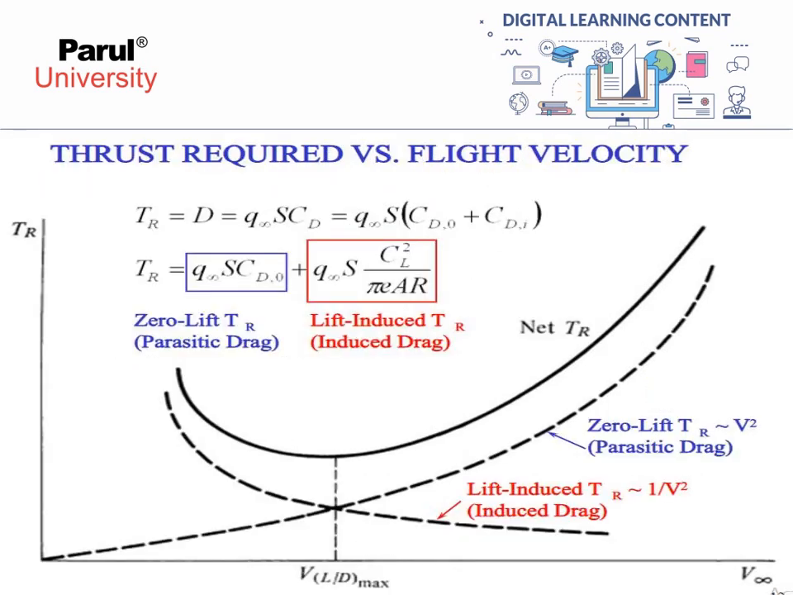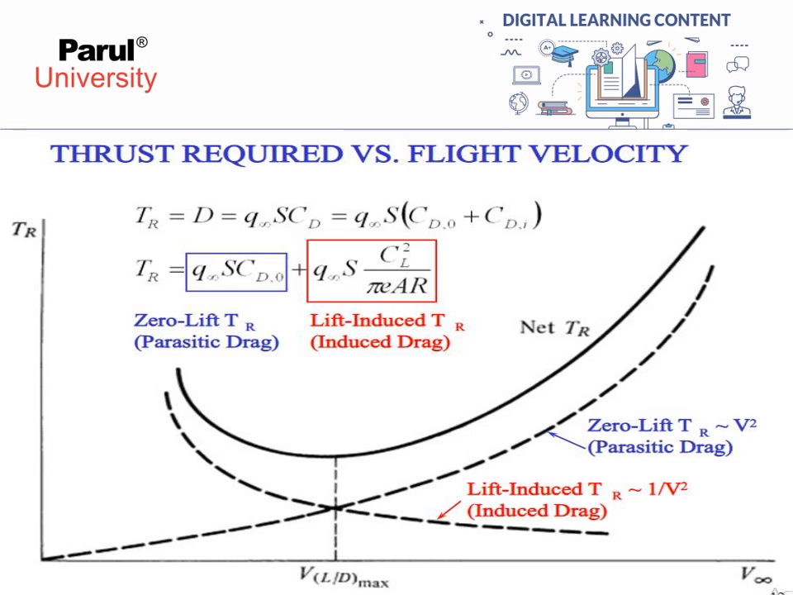The thrust required versus flight velocity. Thrust required is equal to drag, which is Q infinity S CD, which is Q infinity S in brackets CD naught plus CDI. So thrust required is equal to Q infinity S CD naught plus Q infinity S CL squared by pi e AR. The first term is called zero lift thrust required, or parasite drag, and the second term is called lift induced thrust required, or we can say induced drag.